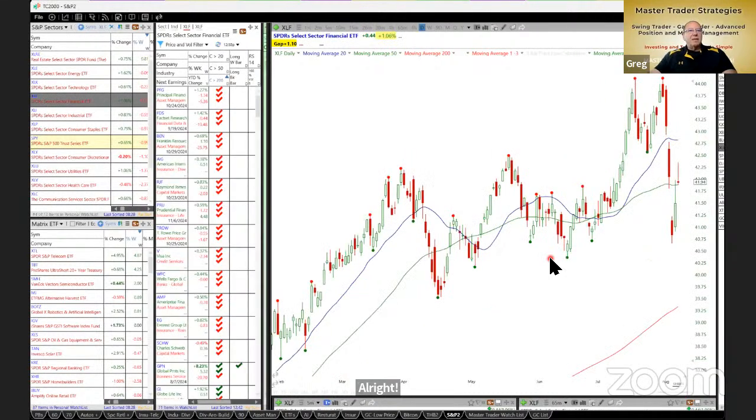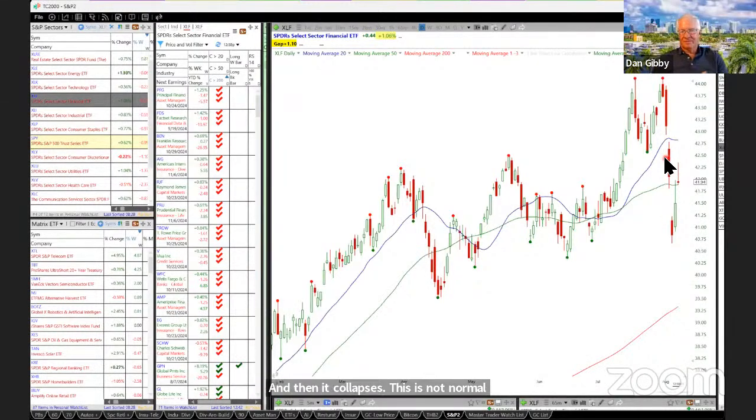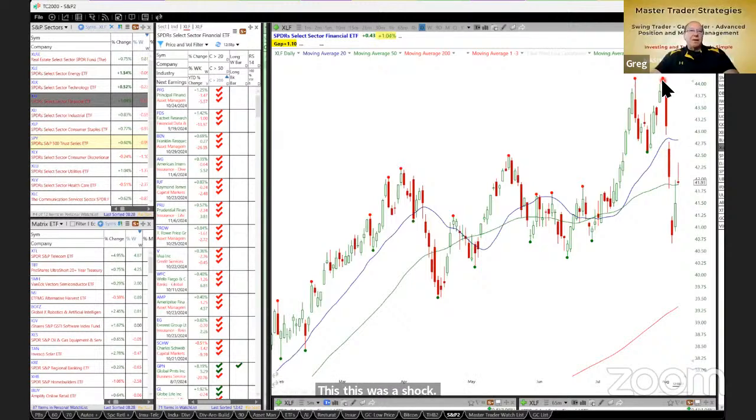We got a few minutes here. All right. So this is a bit different in that it was showing such strength, and then the retest, and then it collapses. This is not normal. This was a shock. I know, but today's subject, that's an M top. Absolutely. Thank you, Dan. You're right.